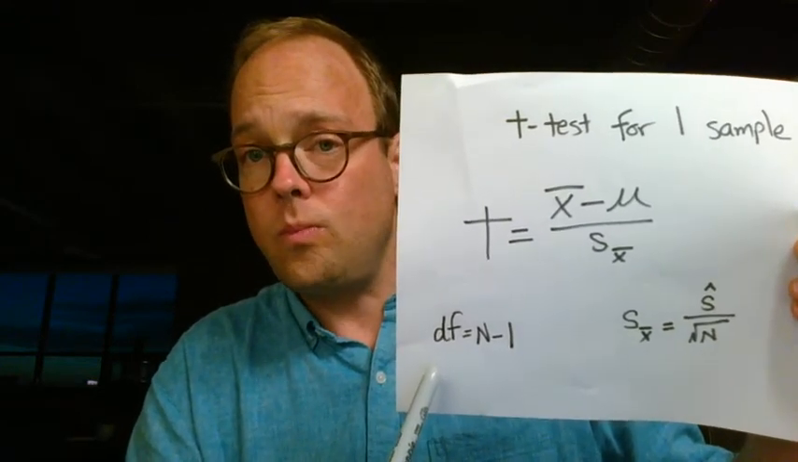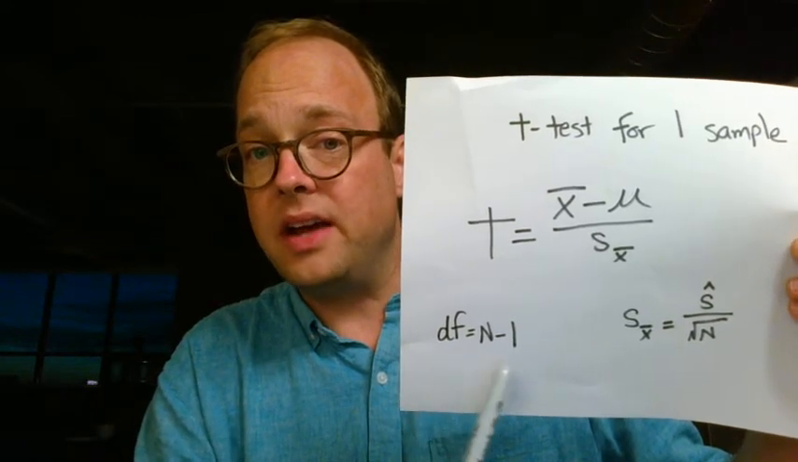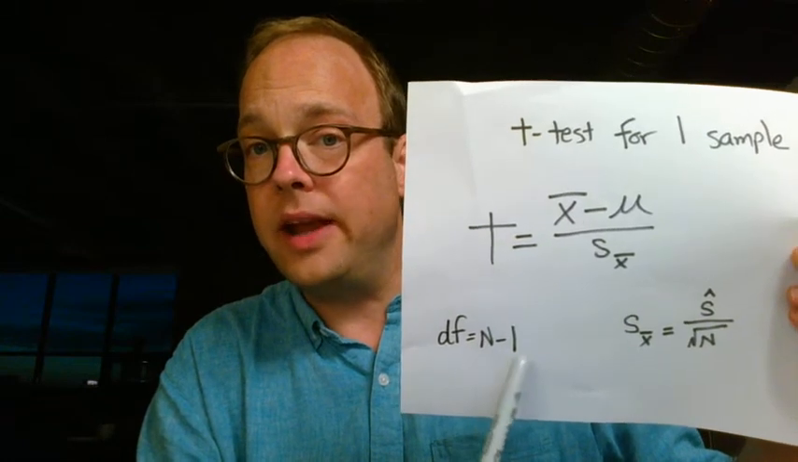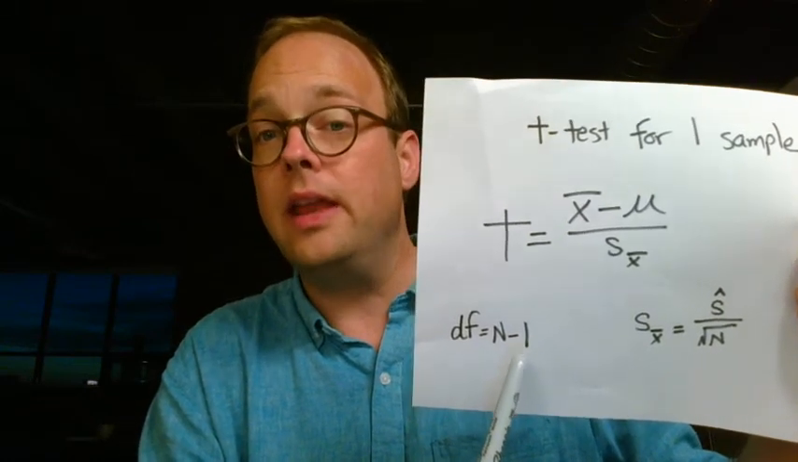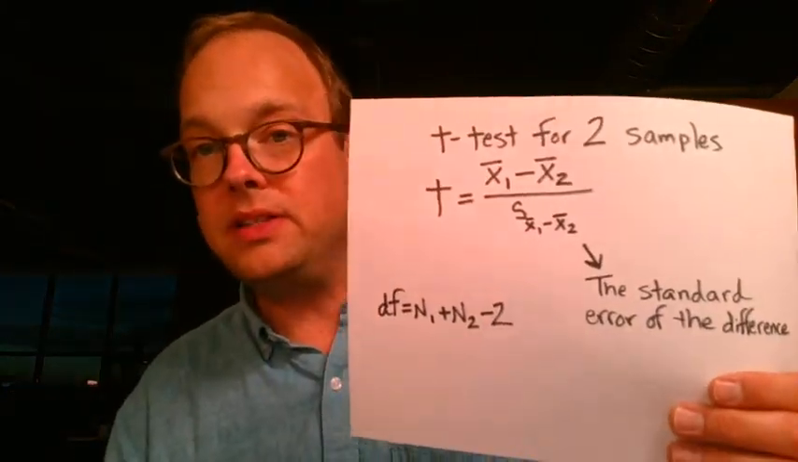Likewise, you may recall that the degrees of freedom when conducting a t-test for one sample is relatively simple as well. N minus 1, the number of cases in our sample minus 1. In a t-test for two samples, the formula is a little bit different.